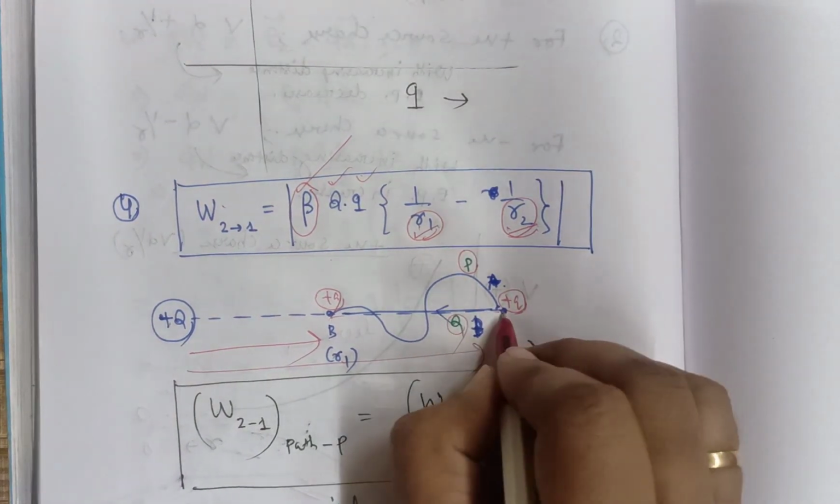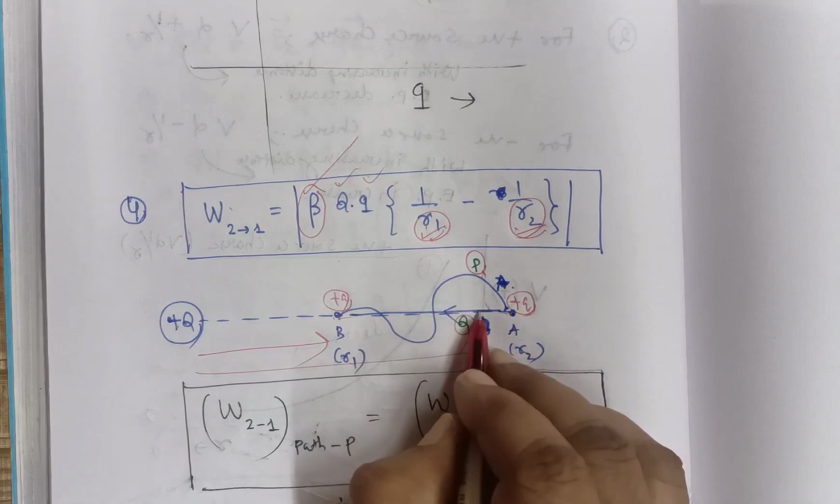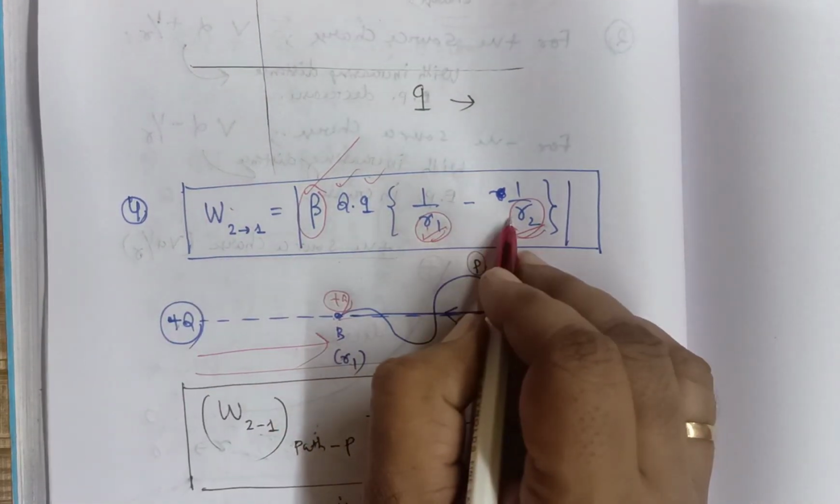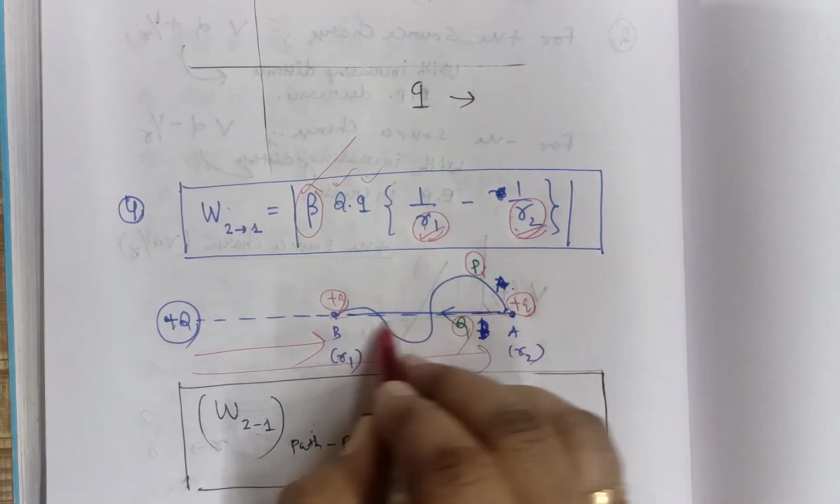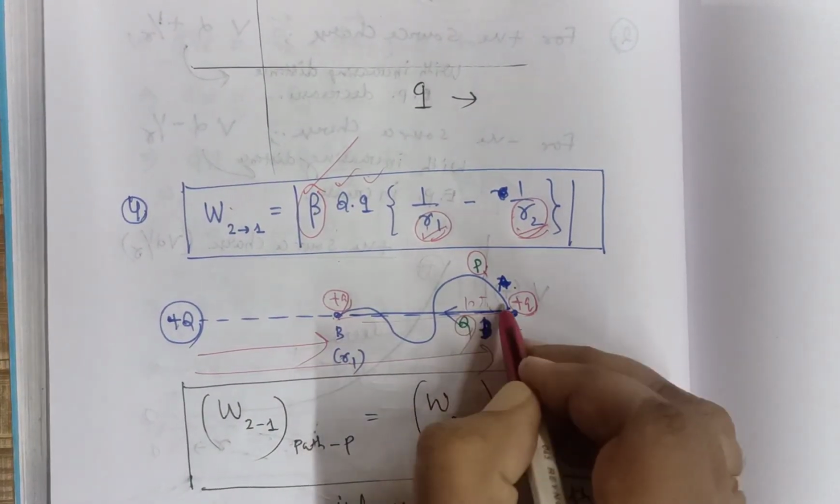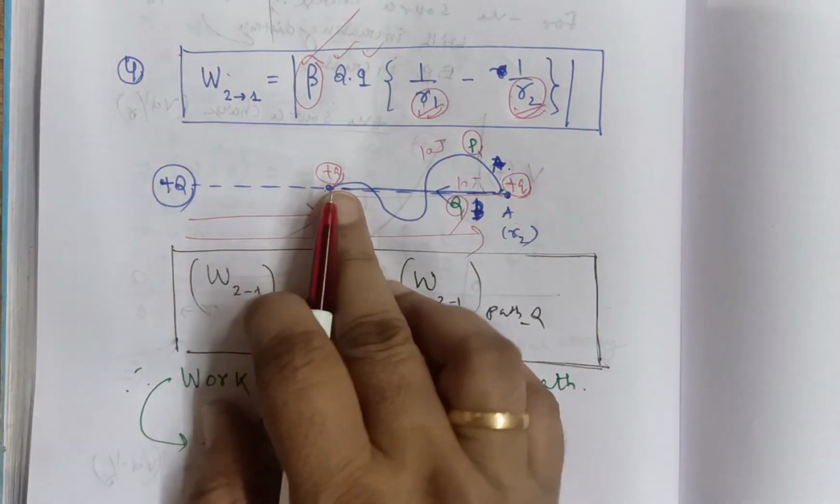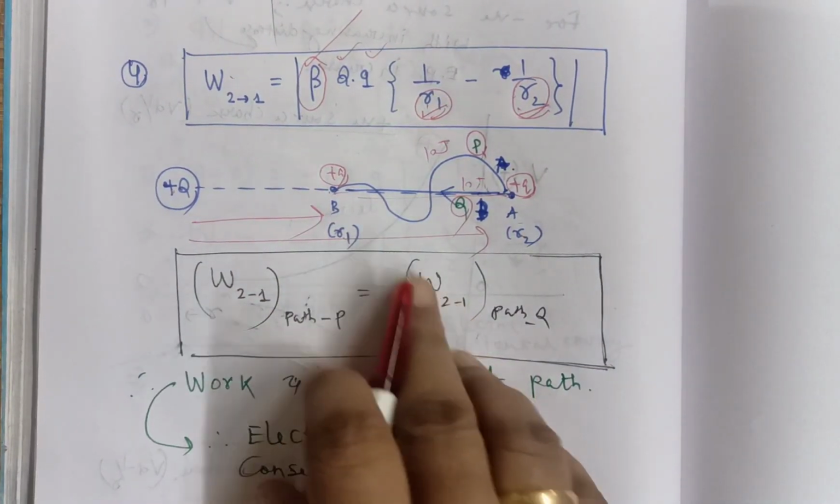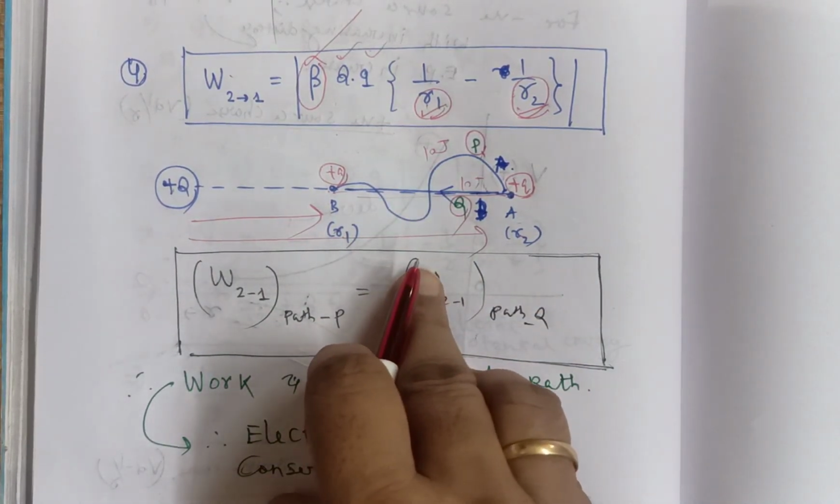If you are not changing the coordinates of the initial and final point, you are just changing the path, there will be no change in the answer. That means work is independent of path. For this path, if work done is 10 joule, for this path work done will also be 10 joule. That means work done by the electrostatic force is a constant quantity. That means electrostatic force is a conservative force.